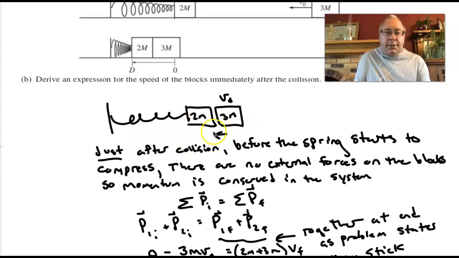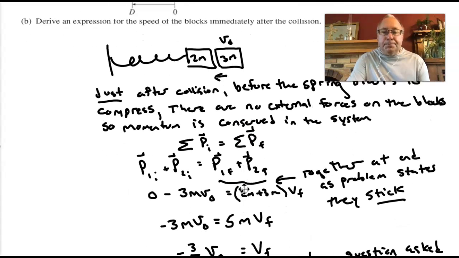So remember that just after the collision, before the spring starts compressing, there are no external forces on the blocks. Again, there's no friction on the track or something like that. The only forces are between the blocks themselves, which is internal. So we can use the idea of conservation of momentum. The sum of the initial momentum of the system equals the sum of the final momentum of the system.